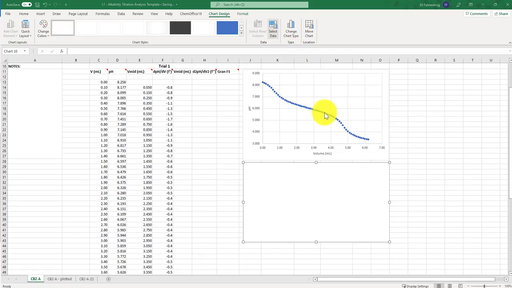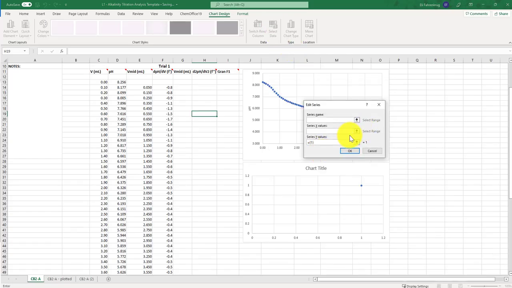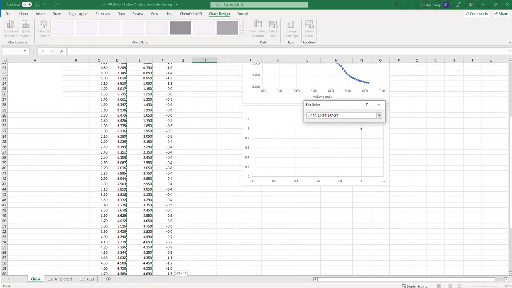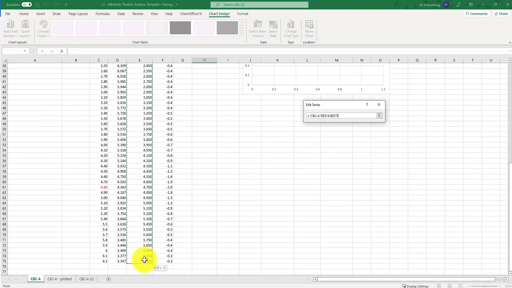So again, I'm going to go to Select Data, click Add. Now I'm going to choose my X values. In this case, my X I want to plot against that midpoint, remember, because that's the most accurate volume representation for that slope that we've computed.